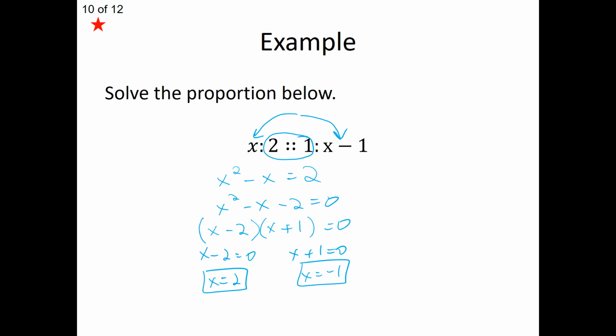However, if the colon form bothered you, you could take this and re-express it into fraction form. So if you wanted to write it as this, x over 2, that's the first ratio, equals 1 over x minus 1. That's our second ratio. So either way, you're still going to do the product of the means times the product of the extremes and set them equal to each other.